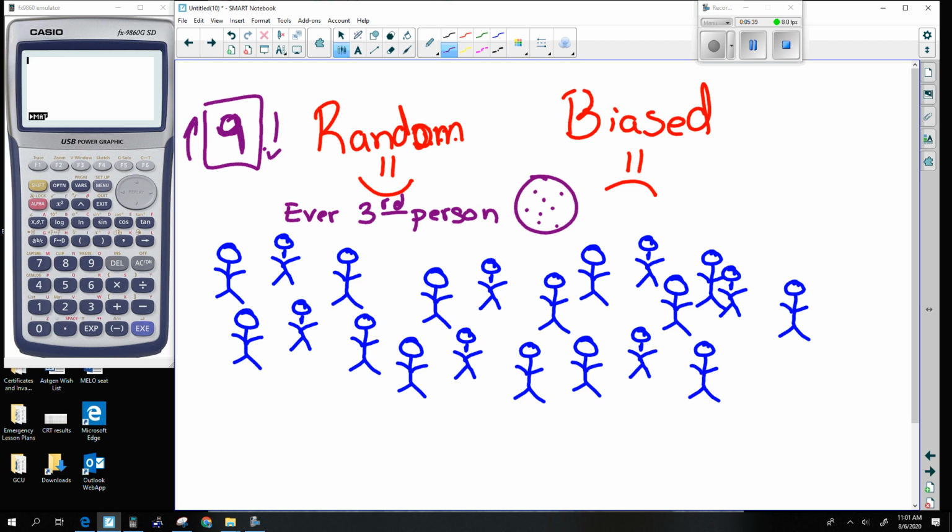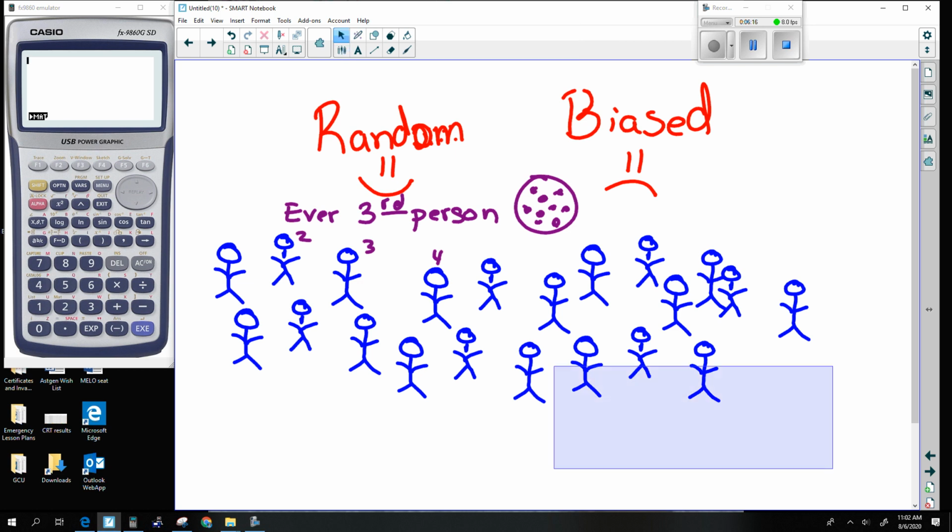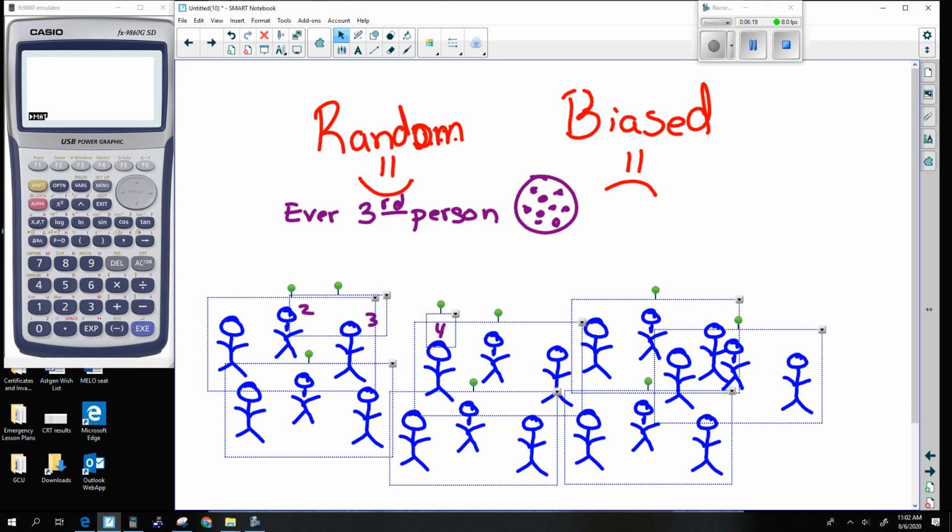So if the blue population was assigned a number, 1, 2, 3, 4, et cetera, and then I use a random number generator, so number 9, number 3, number 2, number 14, it doesn't have any bias. It doesn't know who these people are or anything. And so again, you're getting that random scattering that we're looking for out of the population. So random number generator. Okay, so those are ideas of random.